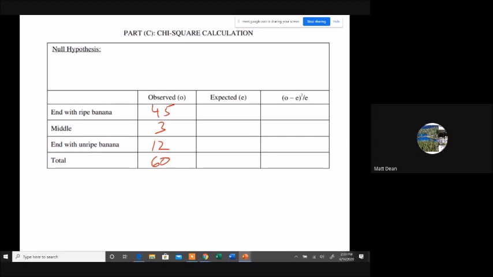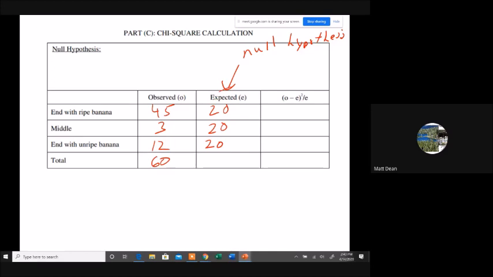Now, these expected numbers are based on our null hypothesis. And our null hypothesis was that the presence of the banana has no effect on where the flies locate themselves. Therefore, the flies should be located evenly in the 3 places. There's 3 places. There's 60 total flies. We're going to divide 60 by 3. Get 20. If the presence of the banana has no effect, those flies ought to be evenly distributed between our 3 places.